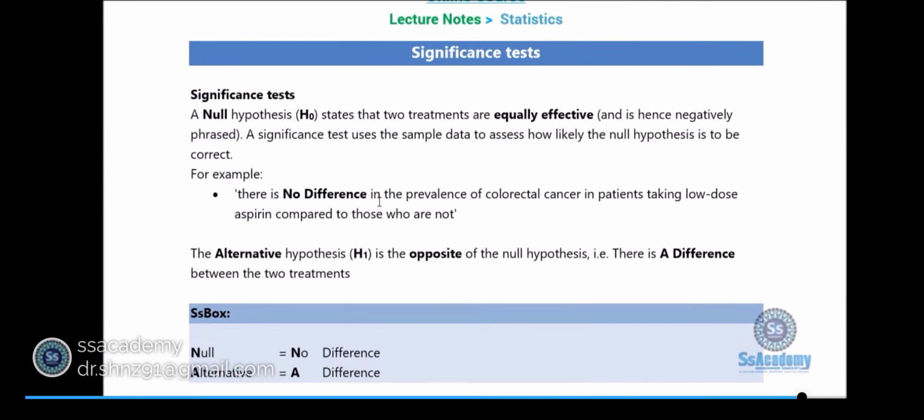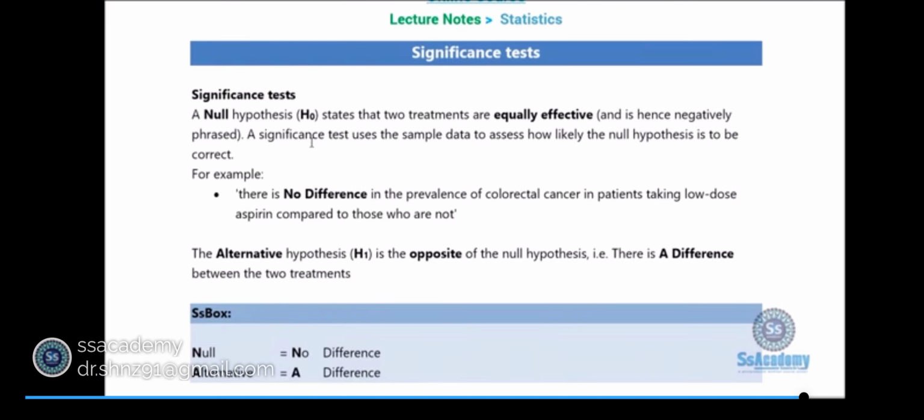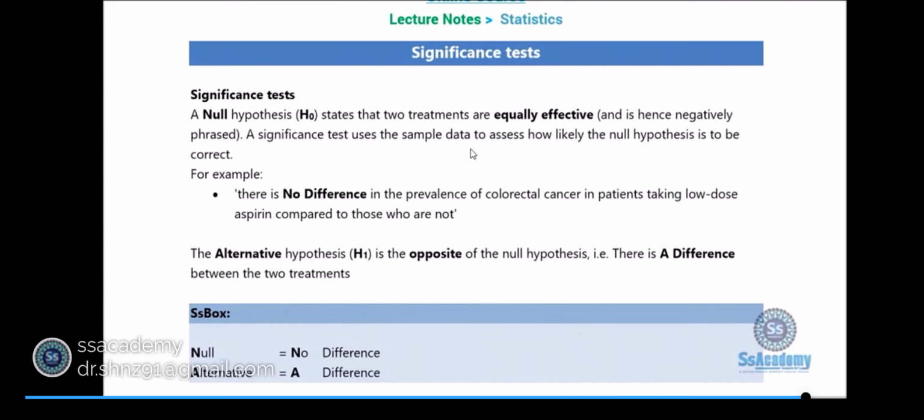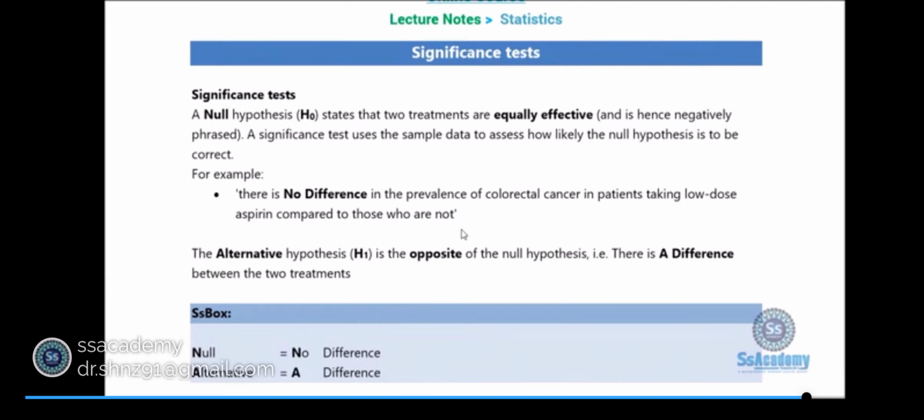Significance test, my dear. The significance test is really important. I'll give you a very simple way so that you can remember. The null hypothesis states that the two treatments are equally effective. It is hence negatively phrased. A significance test uses the sample data to assess how likely the null hypothesis is to be correct. For example, there is no difference in the prevalence of colorectal cancer in patients taking low dose aspirin compared to those who are not.